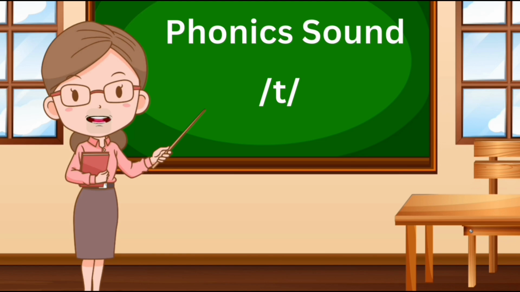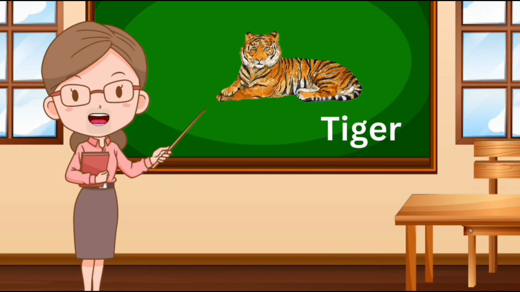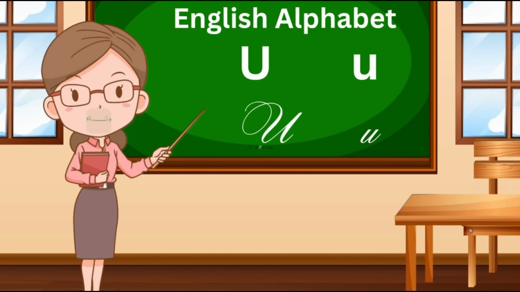The phonics sound of letter T is T. Children, let's repeat the sound with me. Say T for tiger. For tiger. Perfect. This is the alphabet letter U.